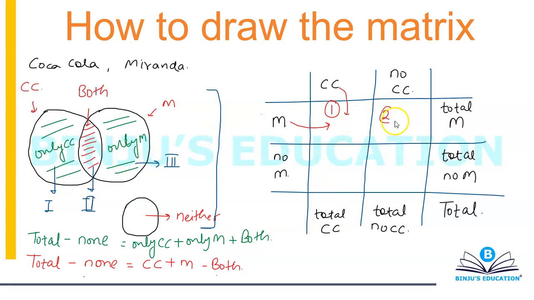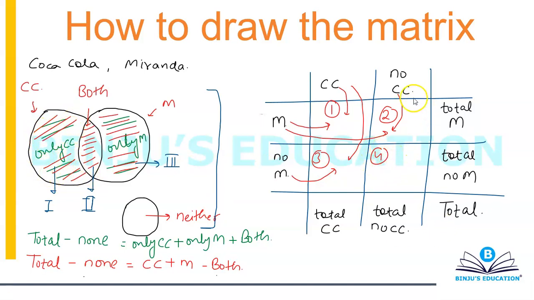This second block here represents Mirinda but no Coca-Cola. So Mirinda, no Coca-Cola is like only Mirinda. So it's this region. Next one, the third block is Coca-Cola but no Mirinda. So Coca-Cola but no Mirinda is like only Coca-Cola. So this region. And the fourth block is no Coca-Cola and no Mirinda. So that's like the none party. It's exactly the same.